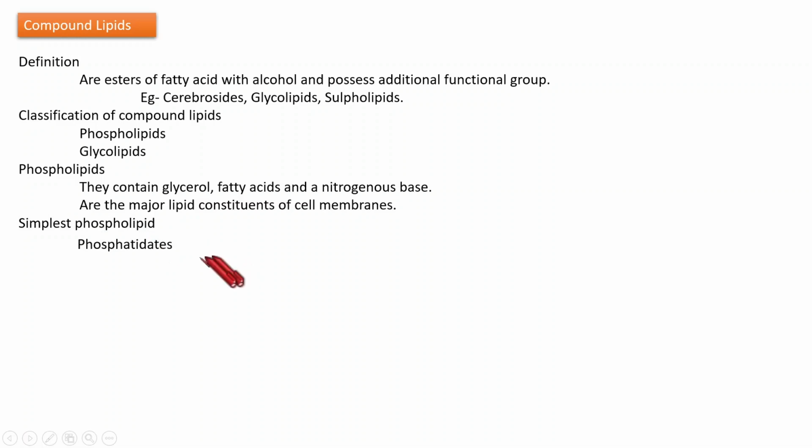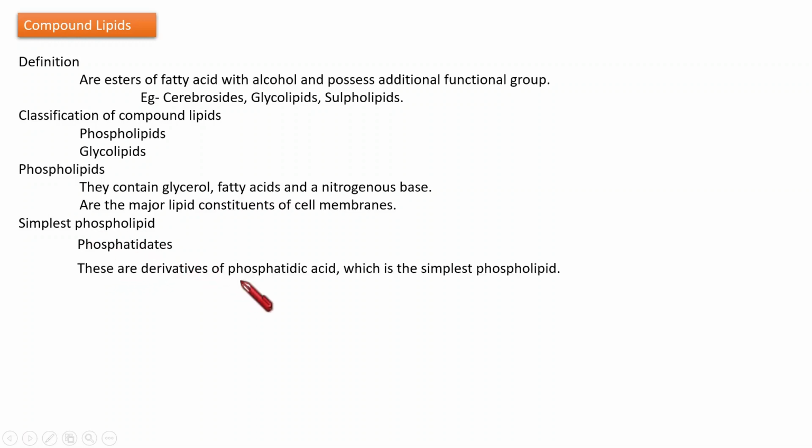Which is the simplest phospholipid? The simplest phospholipid is phosphatidate. These phosphatidates are derivatives of phosphatidic acid. And this phosphatidic acid, again, is the simplest phospholipid. So the simplest phospholipid is phosphatidates, and they are derivatives of phosphatidic acid.